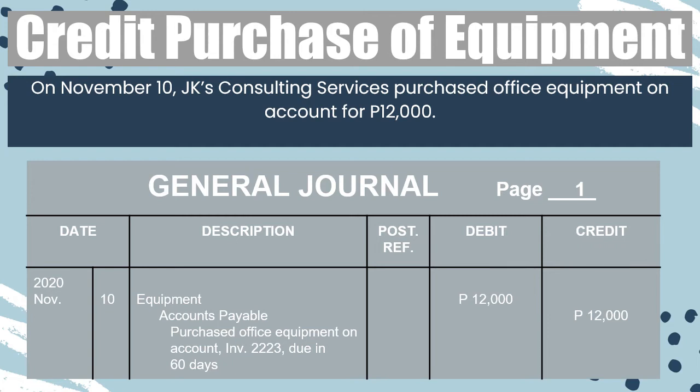So, the entry here is that equipment is on the debit side, which is 12,000, and on the credit side, we have accounts payable amounting to 12,000 pesos. So, ano ang explanation dito? Purchase office equipment on account, invoice 2223 due in 60 days.